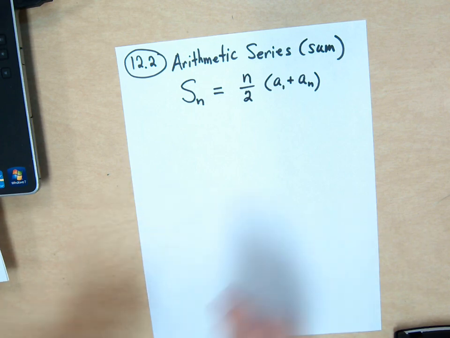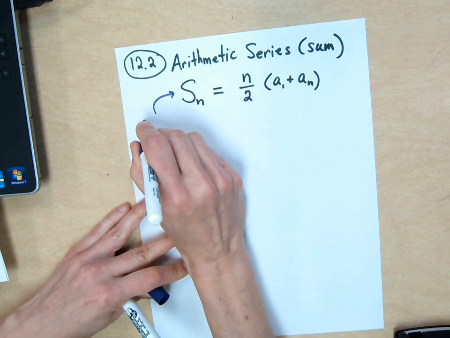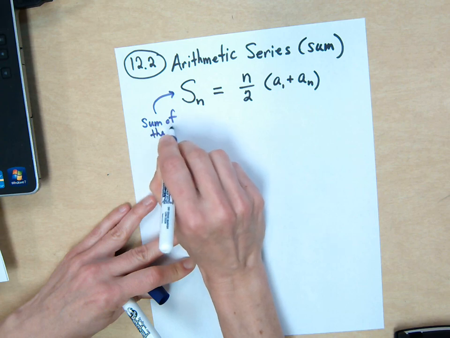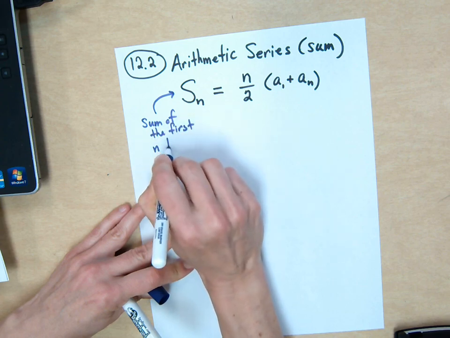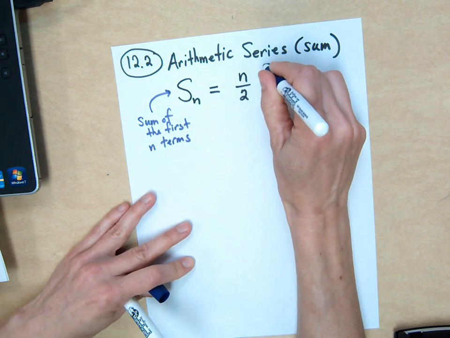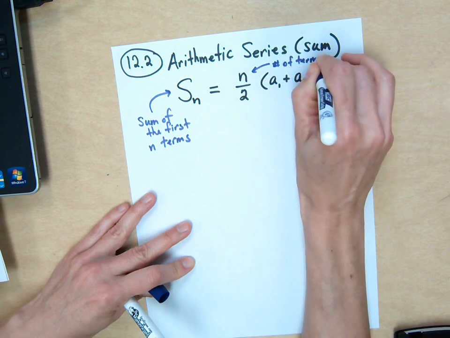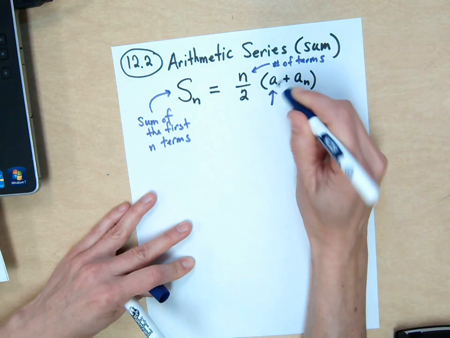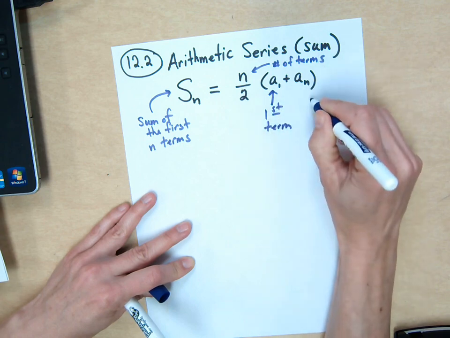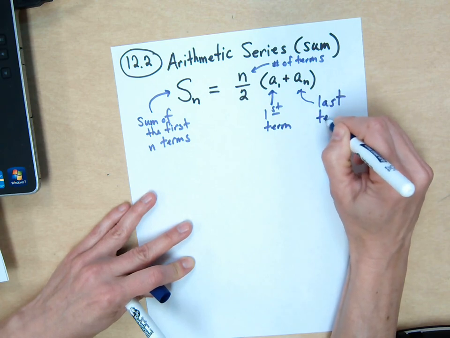Now let me label each part for you. So this notation, S sub n, means the sum of the first n terms. N is just the number of terms that you're adding. A sub 1 stands for the first term. And A sub n stands for the last term.